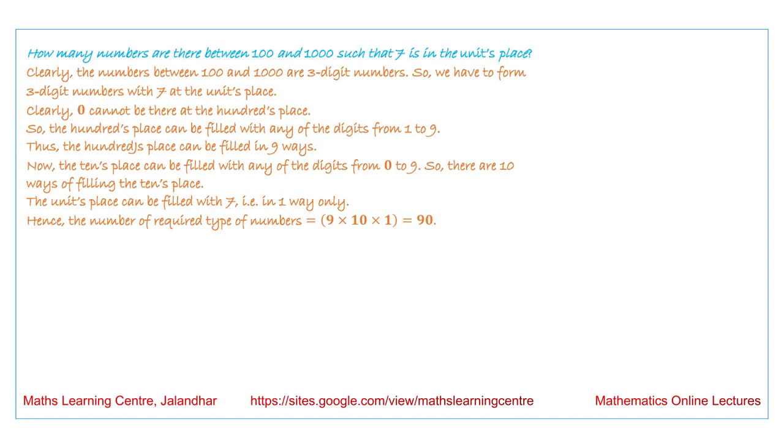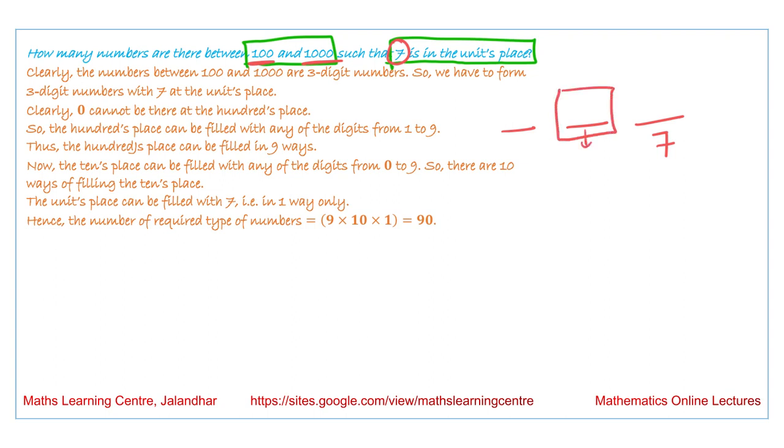Next is, how many numbers are there between 100 and 1000 such that 7 is in the units place. So we require numbers in this form. The number should be between 100 and 1000, so we are talking about 3 digits over here, and at the units place it should be 7. For the tens place, the number can be 0, 1, 2, 3, 4, 5, 6, 7, 8 or 9. Any of these numbers can be there. So the total number of options over here is 10.